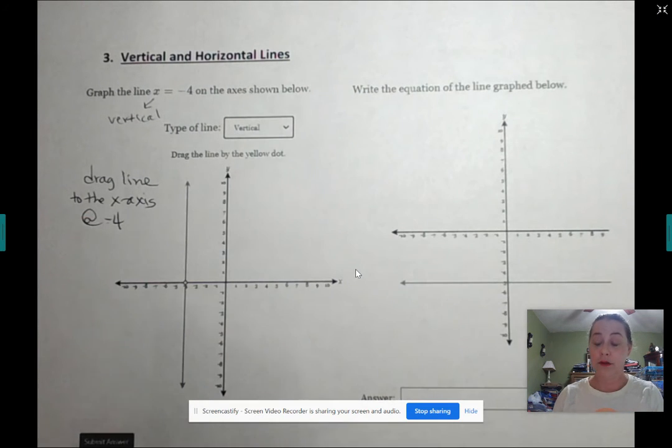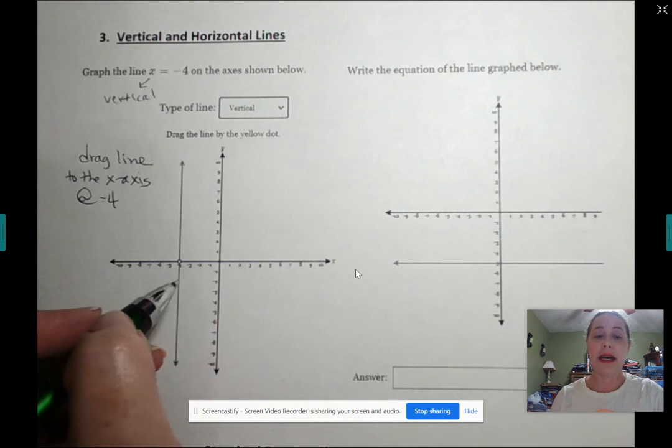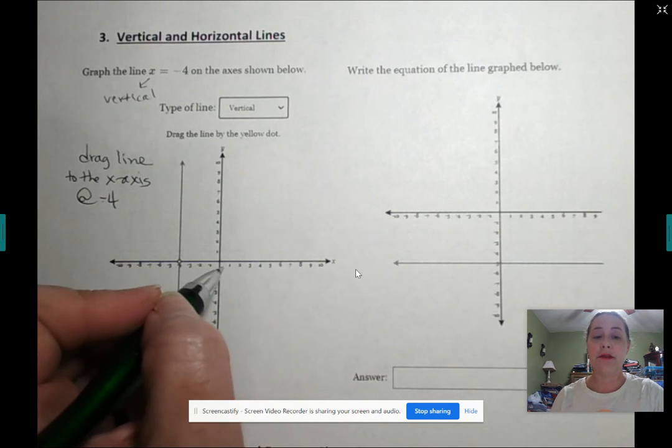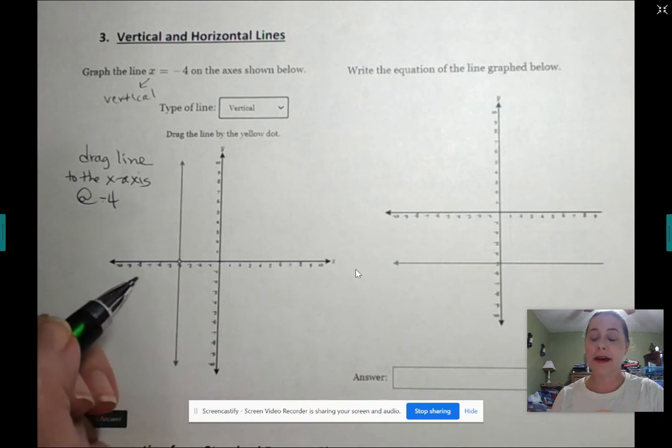You would have to drag it over to whatever location. So if it was a positive x value, you'd be dragging it to the right. And if it was a negative x value, you'd be dragging it to the left.